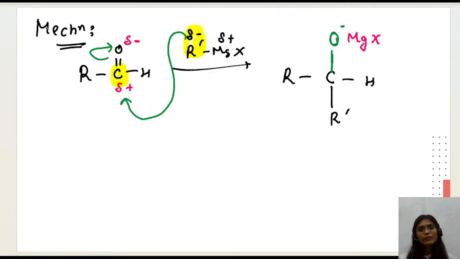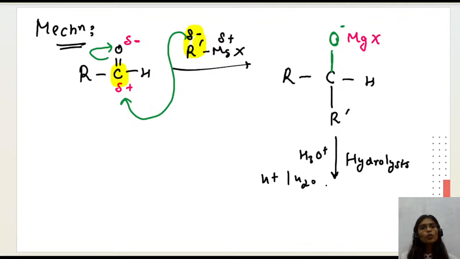Okay, now the next step is going to be the hydrolysis. Like we used to write, it's a hydrolysis, or simply you can write H3O positive, or sometimes we write H positive and water is there. All three things are the same: hydrolysis, H3O positive, H positive or water.